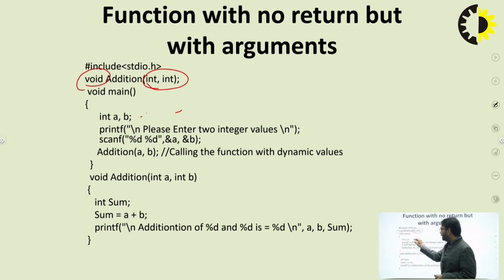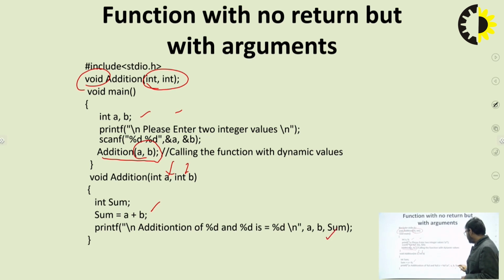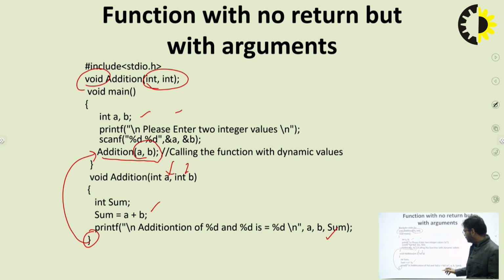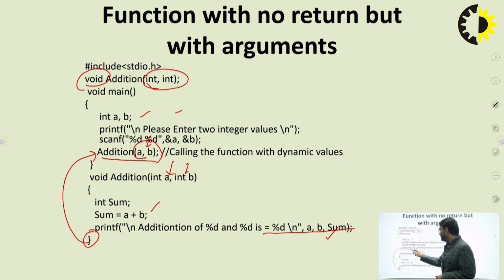So here int a and b are declared. We are calling that function by passing the values of a and b. That function receives these 2 parameters a and b, performs addition and prints the addition of these 2 numbers. When the controller receives the curly brace, it will automatically transfer back to the calling function. So the output will be printed here and the values are passed by that function call.